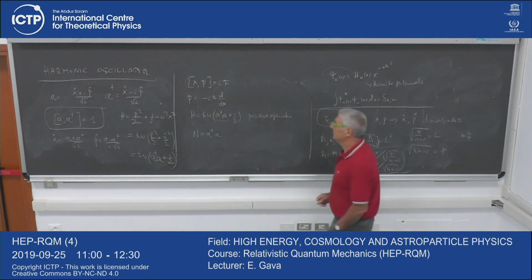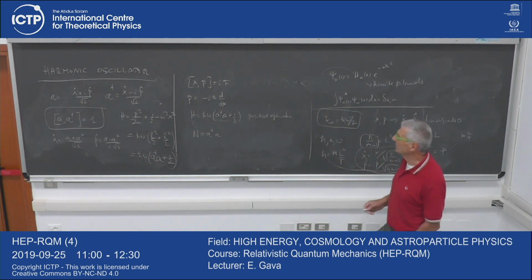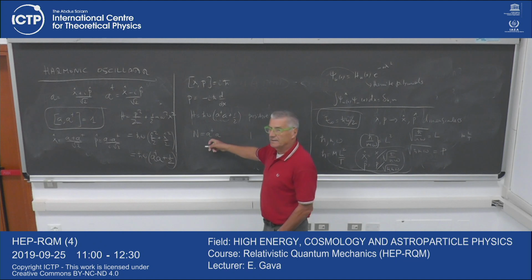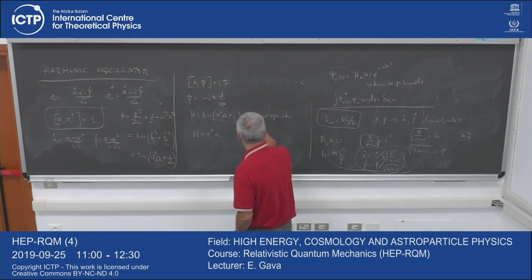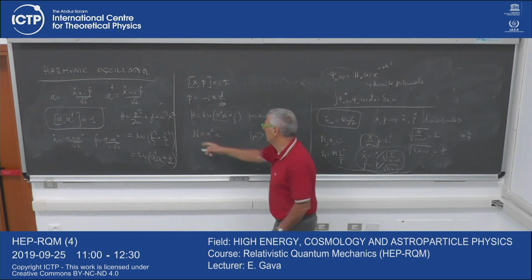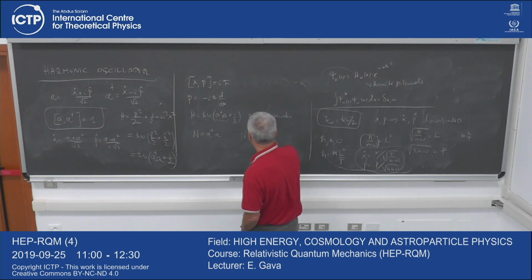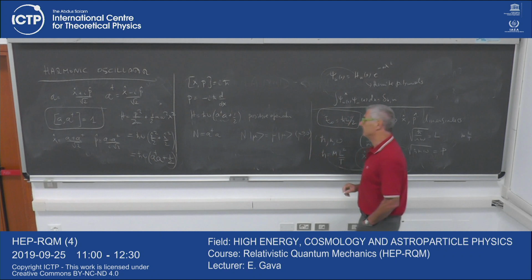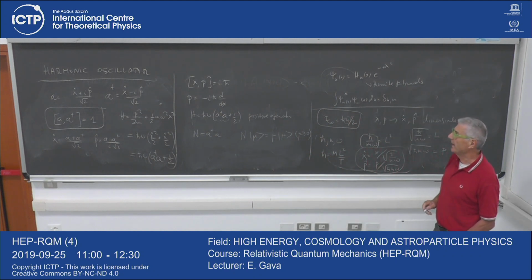So now you know how the story goes, but let me just review that. Suppose you take a basis of eigenstates of this N. Let me call them mu, where mu is the eigenvalue of this operator, so N mu equals mu. And we know that mu is greater than or equal to 0, because N is positive.